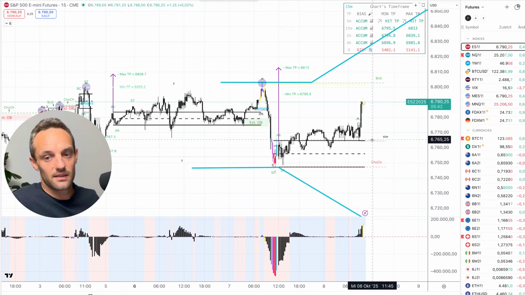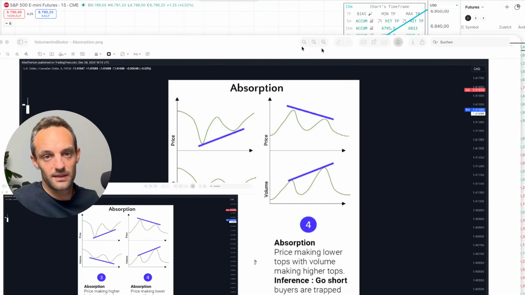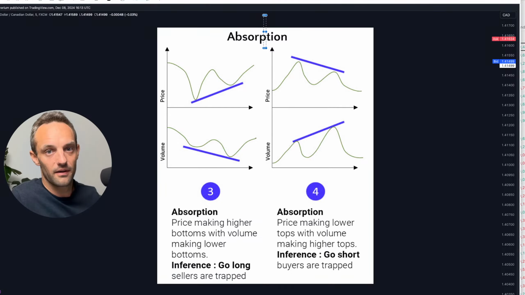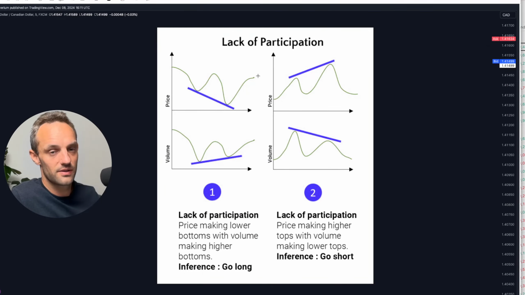Always think about these levels. And of course, this is one of the most important things. These two screens, absorption and lack of participation, you know them. Yes, these two are the most important things.